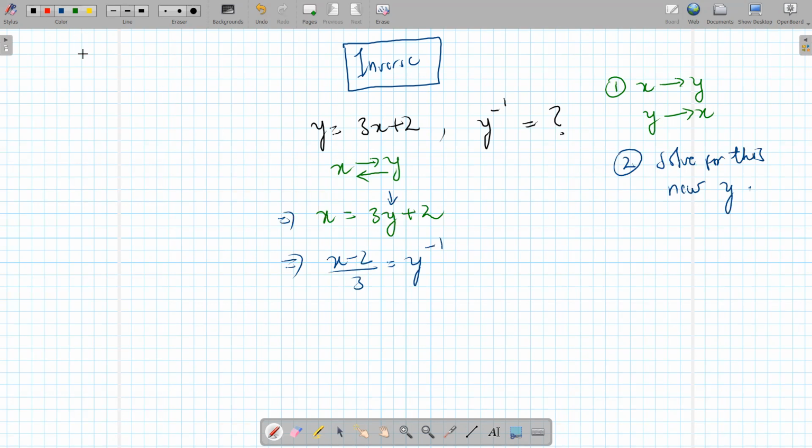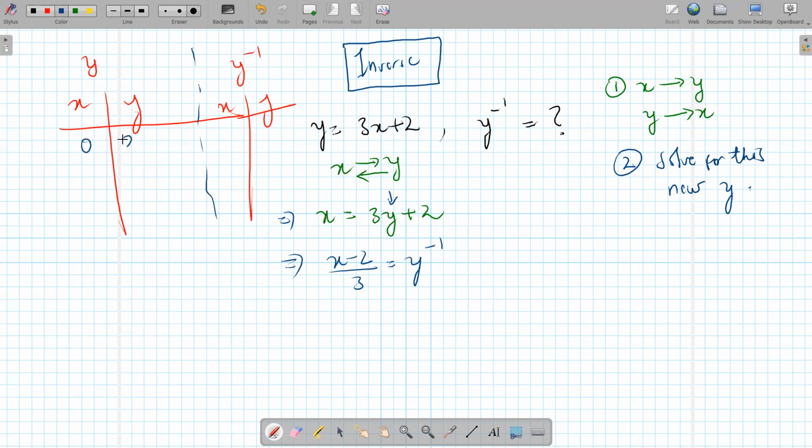What does it actually mean? Well, if you look at some points of y, this is y, and we're going to compare it with some points of y inverse. So 3x plus 2, when x is 0, y would be 2, right? What about when x is 1? What would y be? It'll be 5, right? What about 2? It's just going to go up by 3 each time, so it's going to be 8. If it's negative 1, it would be negative 1. You see that?